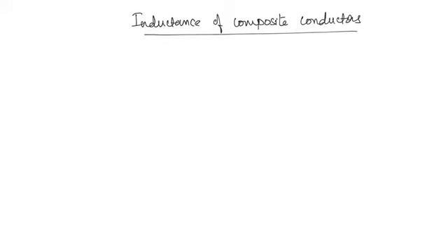Inductance of composite conductors. So first of all, what is meant by composite conductors? We discussed stranded conductors, right? That is one type of composite conductor only. But broadly we can say it consists of two or more filaments in parallel.